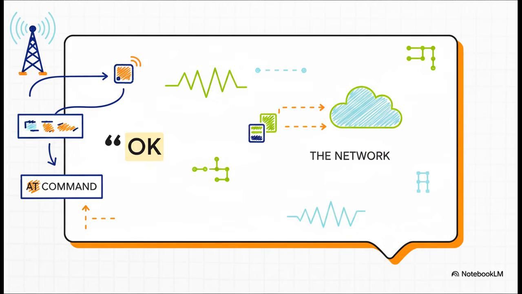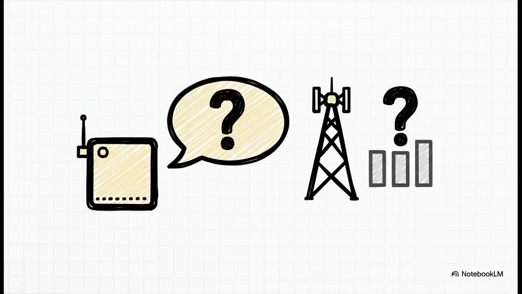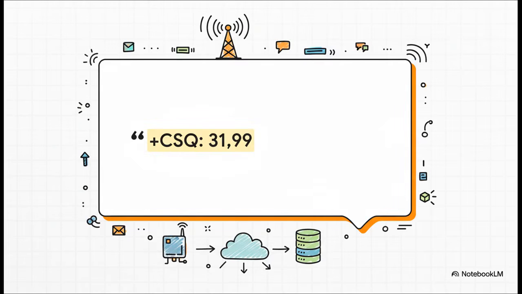Boom. Communication established. Okay, so we know it's listening, but can it actually talk to the outside world? We need to ask about its surroundings. The command AT+CSQ is our way of asking, so how's your connection to the cell network? You got good signal? And what we get back is something like this, +CSQ: 31,99. Now, I know that looks a little cryptic, but it's actually super simple. That first number, the 31, that's signal strength on a scale of 0 to 31. So 31 is perfect. It's like having 5 bars on your phone. The 99 just means the error rate is basically 0. The bottom line, we have an excellent signal.